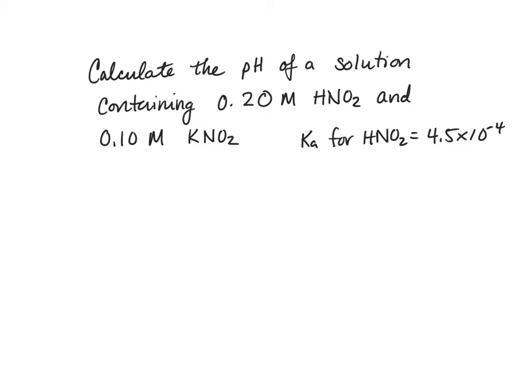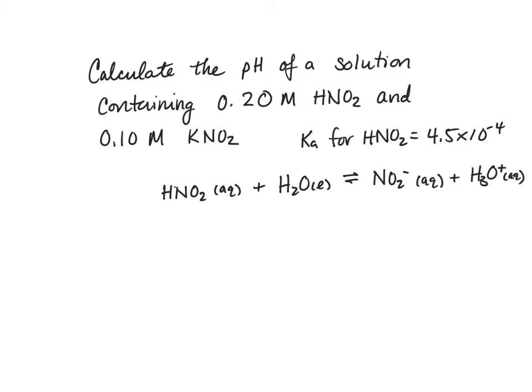So we need to write out the equilibrium for nitrous acid. It's HNO2 aqueous plus water in equilibrium with NO2 minus aqueous plus H3O plus. Then we can set up our initial concentrations. And from the problem, we know that we have 0.2 molar HNO2 and we have 0.1 molar KNO2. And for every one KNO2, we're going to get one NO2 minus. So that's 1 to 1.